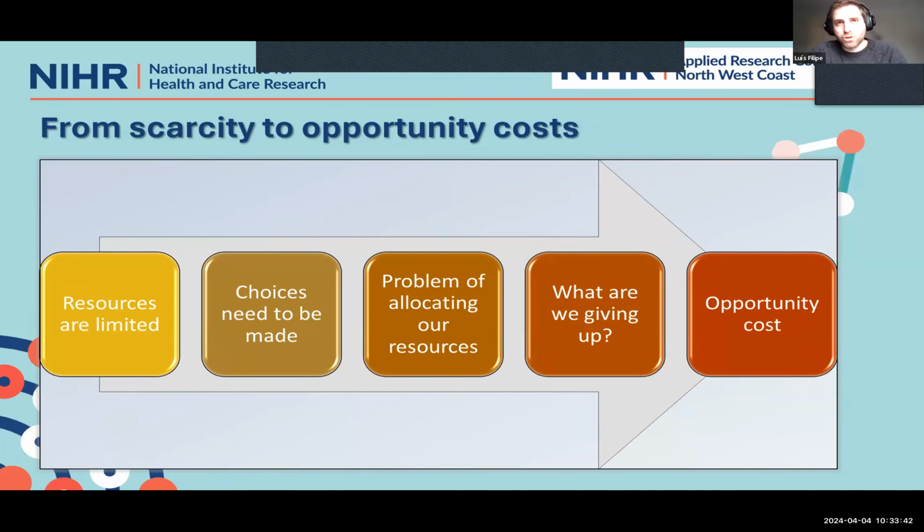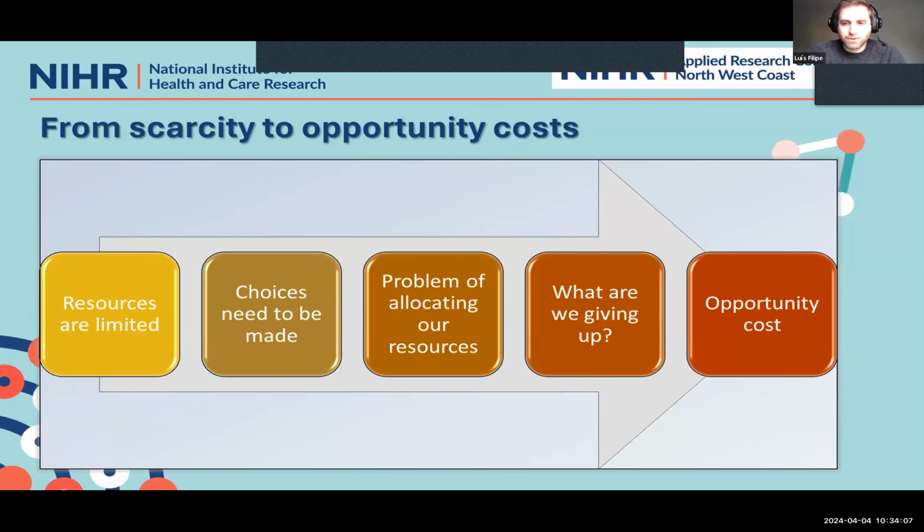And every time you make a choice, every time you decide on how to allocate your resources, there's always something that you are giving up. Let's say you have a certain amount of money and you go to the supermarket and you decide to buy ice cream with that amount of money. Probably you are not buying chocolate. So you are giving up chocolate in order to buy ice cream, okay?